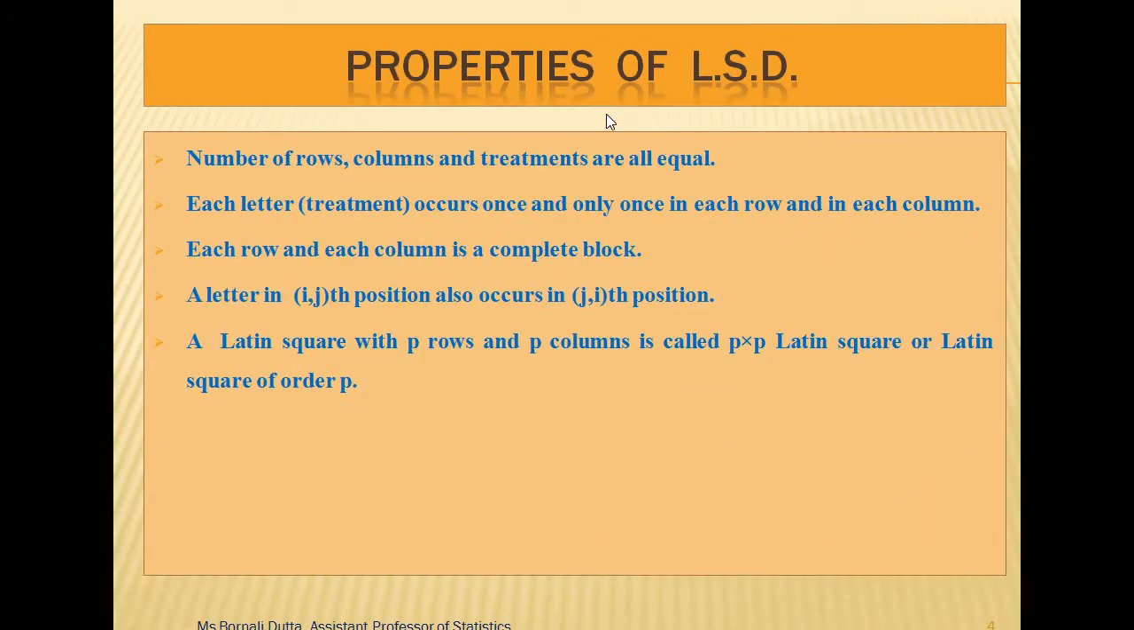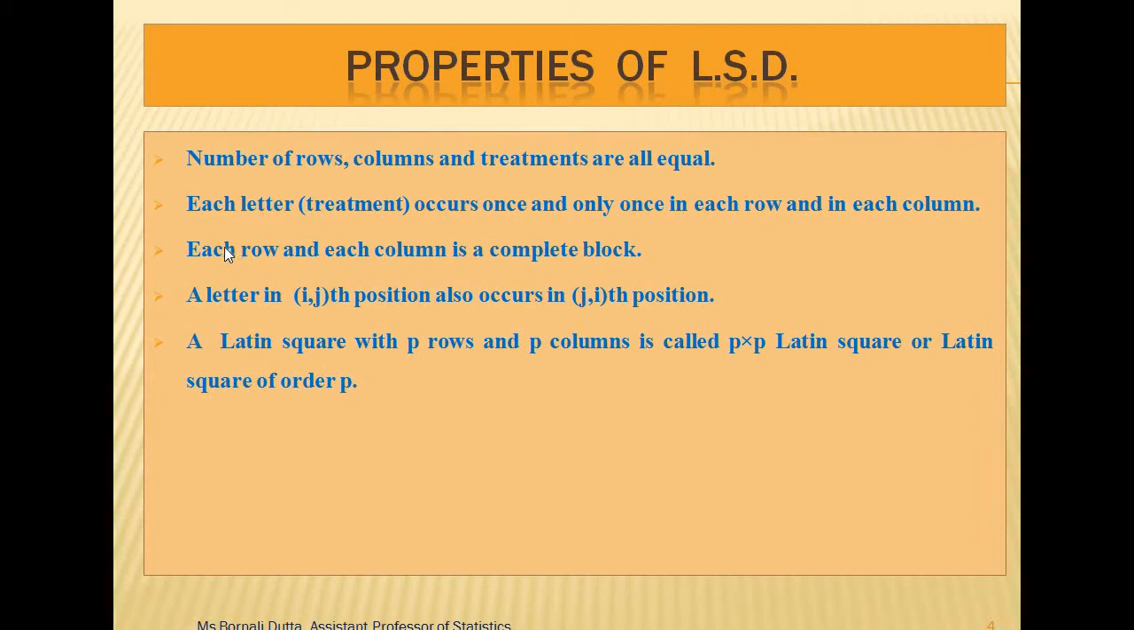Here are some properties of Latin square design. The number of rows, columns and treatments of Latin square design are all equal. Each letter, that means treatments, occurs once and only once in each row and each column of a Latin square design.